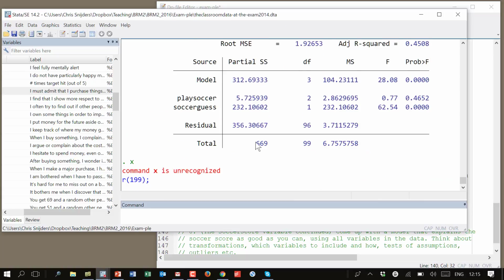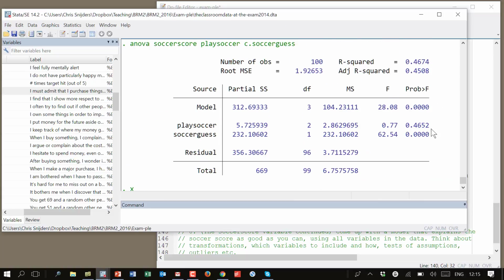The fact that the original play soccer variable now disappears. So there's also something to learn from the subsequent use of different models where one is a subset of the other. You see here, first play soccer was in there and it did something. As soon as I control for what you think you know about soccer to begin with, then we see that the play soccer variable plays no role anymore.